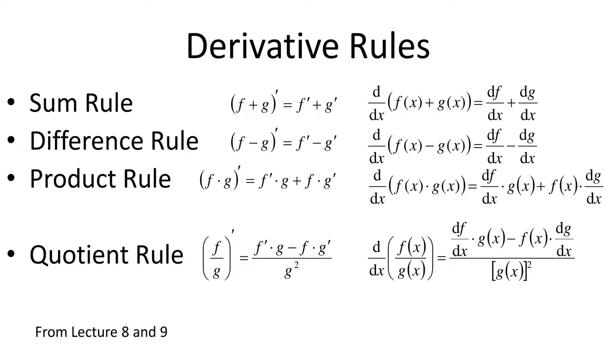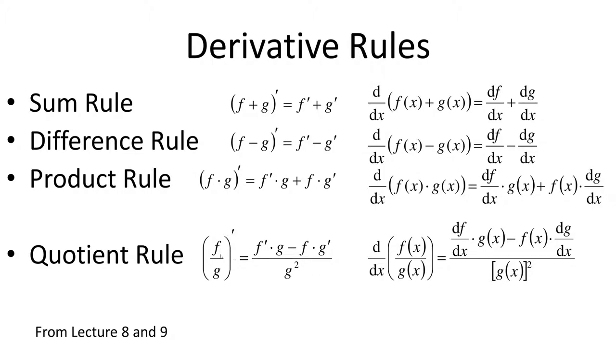We have derivative rules. These are from lecture 8 and 9. So we had the sum rule. On the left-hand side here, we have the sum rule, which is if I have f plus g and I want to take the derivative of that, it's the derivative of f plus the derivative of g. And on the right-hand side, I have the Leibniz notation for it. We have the difference rule. We have the product rule, which is if I have the product of two functions f and g, the derivative is the derivative of f times g plus f times the derivative of g.